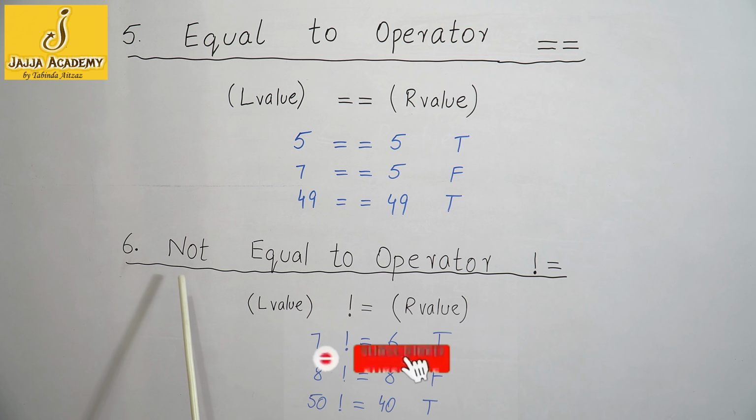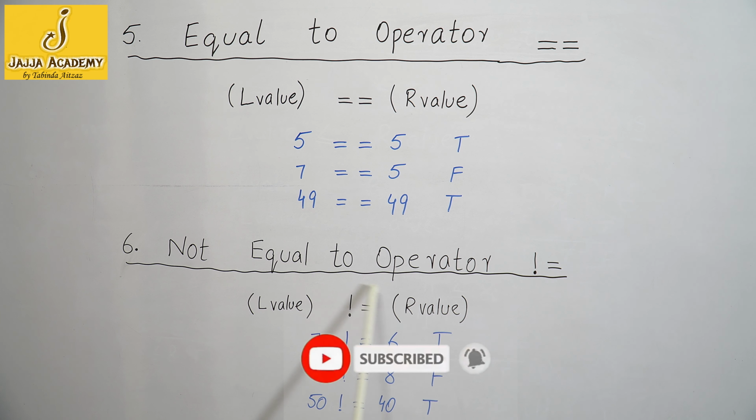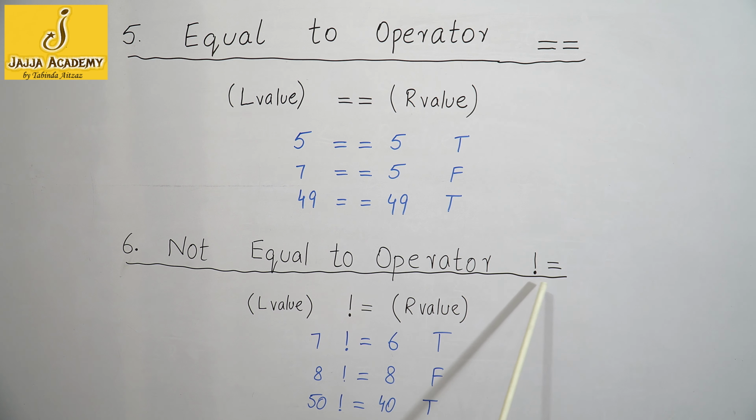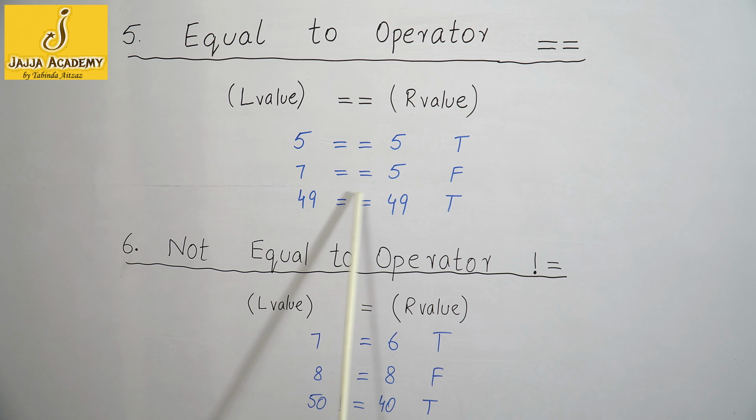The next and the last operator is the not equal to operator, which is represented by an exclamation symbol along with the equal to sign. Just like the equal to operator, this operator is also used to check whether the values on both sides of this operator are equal or not, but it returns true if both sides are not equal and otherwise returns false.